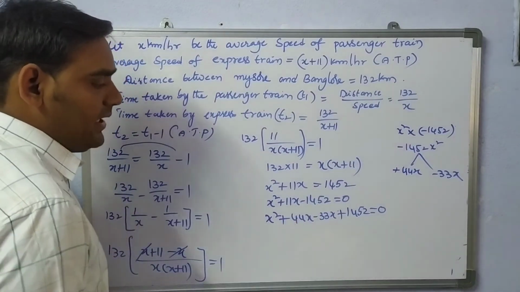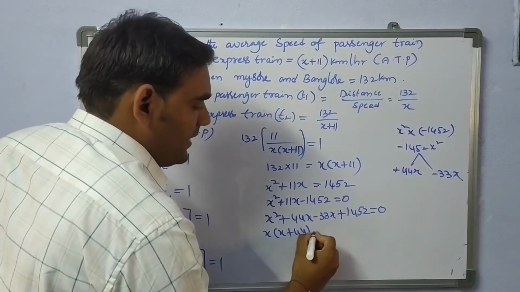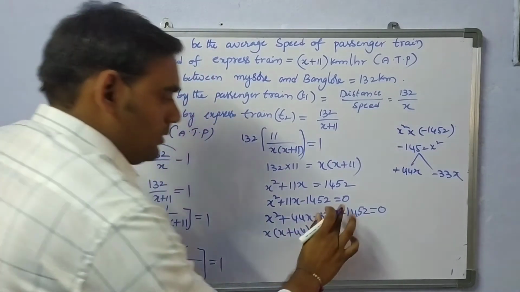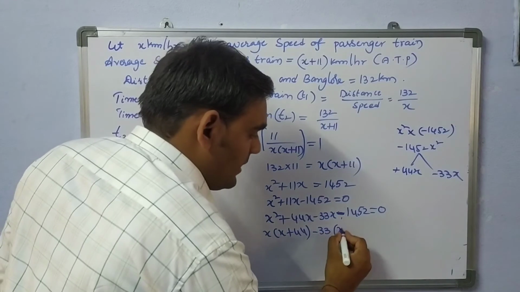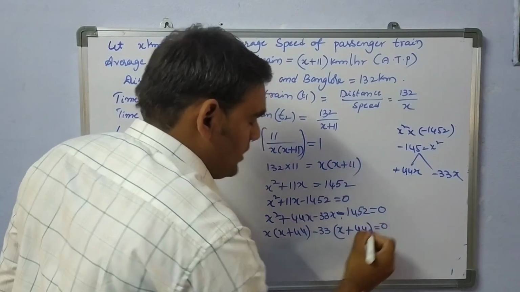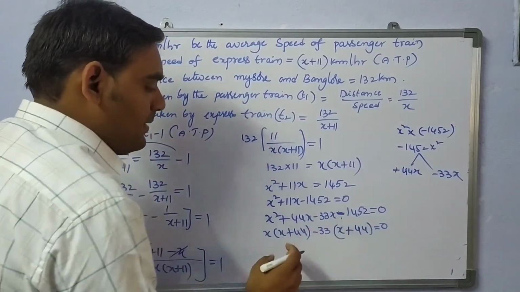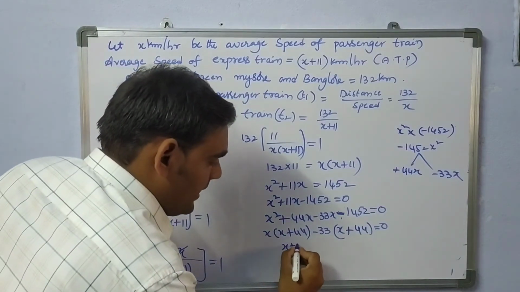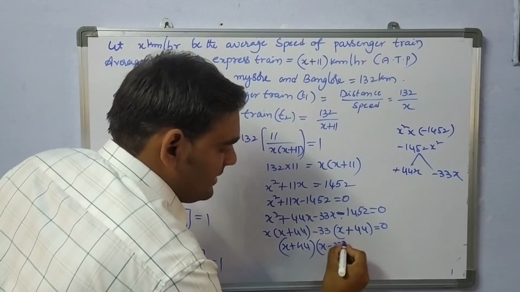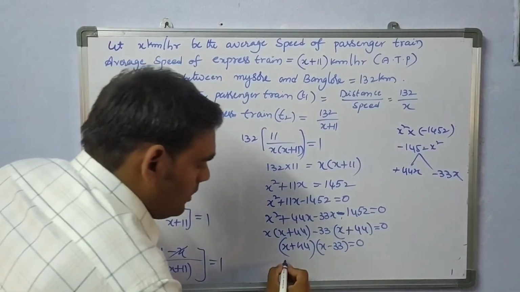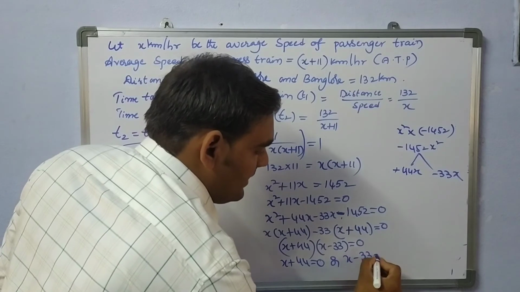From these two things, if I take x common, x into x plus 44. From these two things, if I take minus 33 common, yes, symbol is minus, here I will get x plus 44 is equal to 0. Whatever expression we got here, we will get same expression here also. From these two things, what is common? x plus 44 is common. If I take x plus 44 common, here I will get x plus 44 into x minus 33 is equal to 0. Now x plus 44 is equal to 0 or x minus 33 is equal to 0.